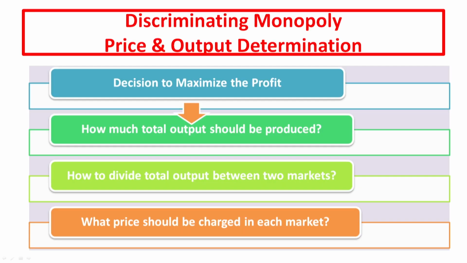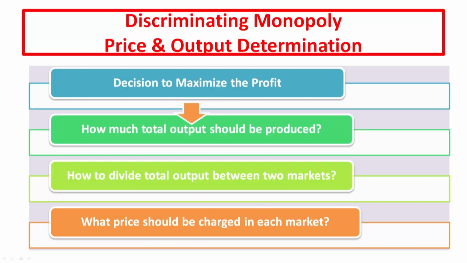So, basically these three are the degrees of price discrimination. The first degree talks about the paying capacity, or you can say the willingness of the consumer to pay. The second degree is on the basis of the quantity you are buying, and the third is on the basis of sub-market. Now, discriminating monopoly.